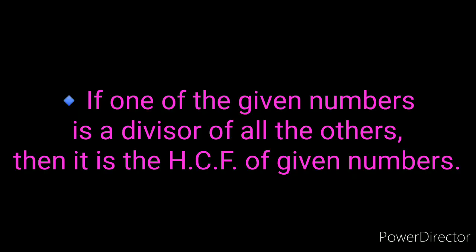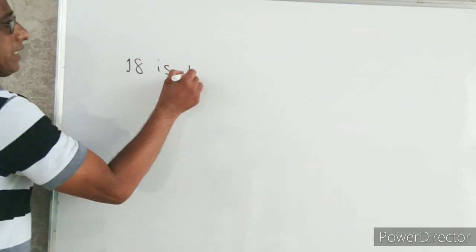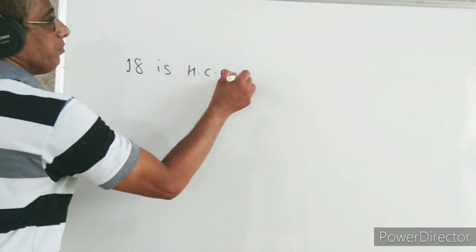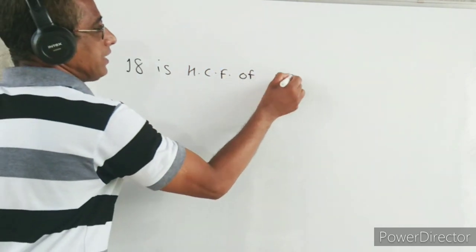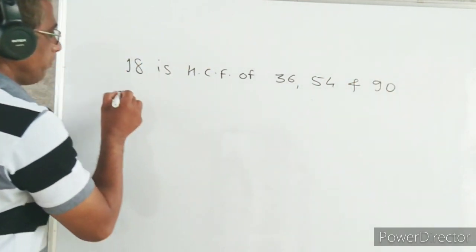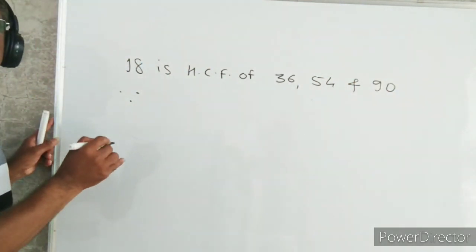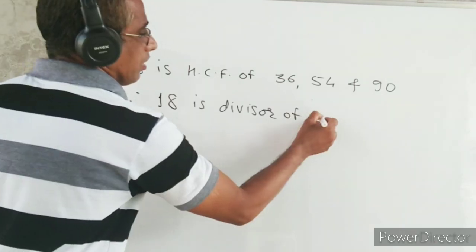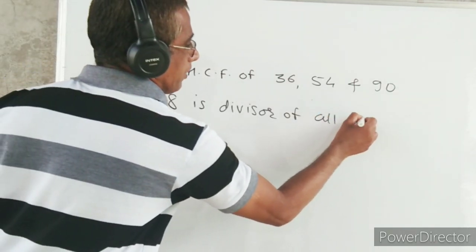If one of the given numbers is the divisor of all the others, then it is the HCF of the given numbers. For example, 18 is HCF of 36, 54 and 90, because 18 is the divisor of all the above numbers.